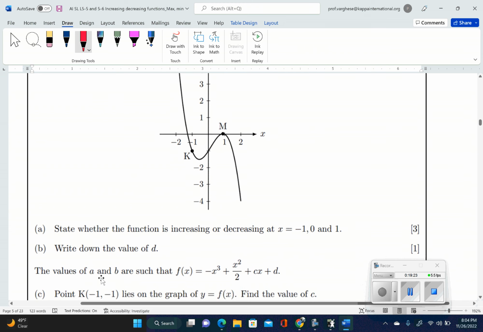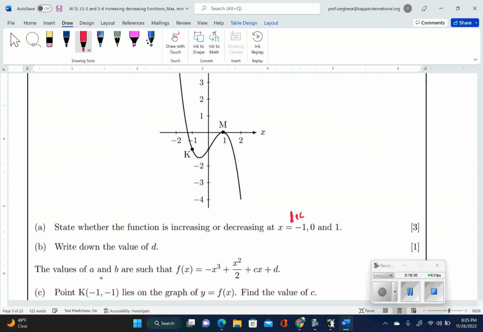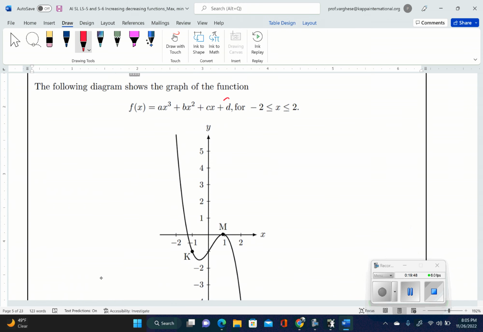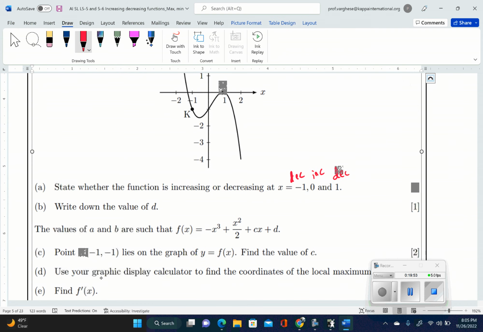I have a function here. State whether the function is increasing or decreasing. So at -1, you could tell we're going down a hill. So this is decreasing. At 0, it's going up. So it is increasing. And at 1, it's a little bit past m, and that is decreasing. It's starting its descent. Write down the value of d. So d is our, if you look over here, it's our y-intercept. So our intercept is right here at -1, so d is equal to -1.